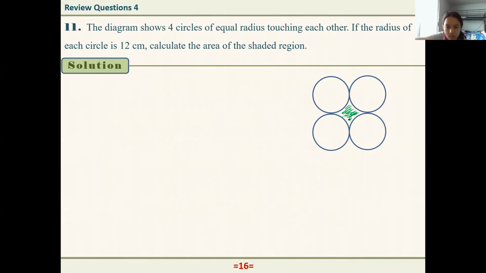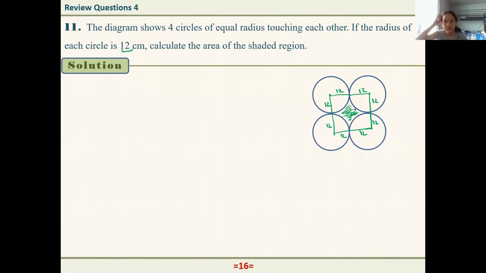How do you find the area of the shaded region? If the radius of each circle is 12 centimeters, so the radius is 12. That means from here to here, that is 12. And from here to the center, it is 12. And also this one, that is 12, and also here, that is 12. In a similar way, if we draw this, that's also 12, 12, 12, 12.